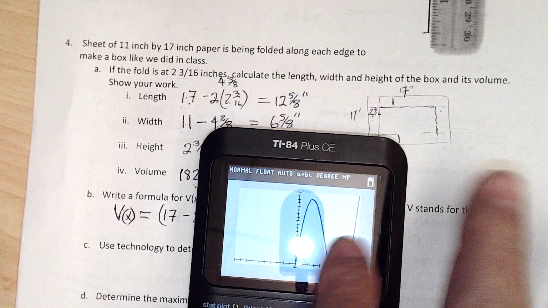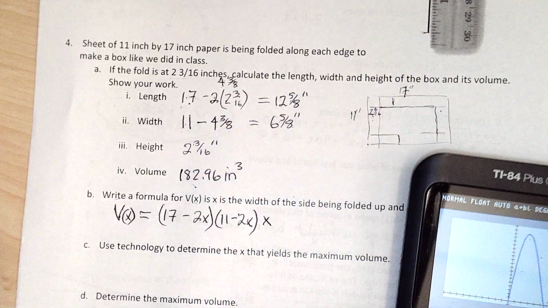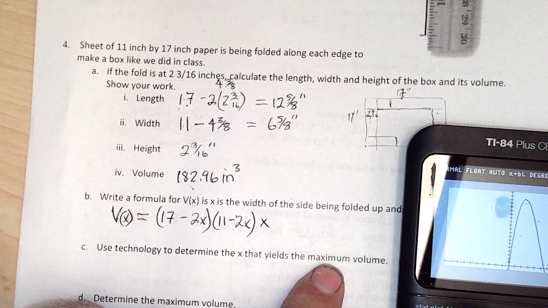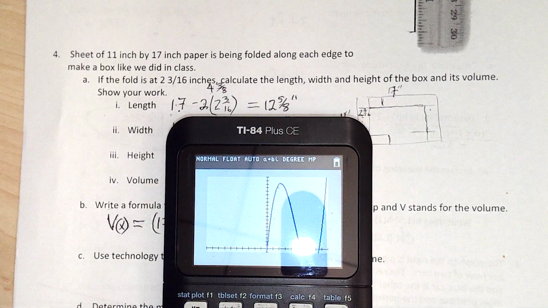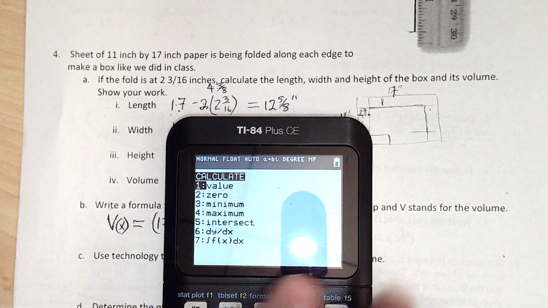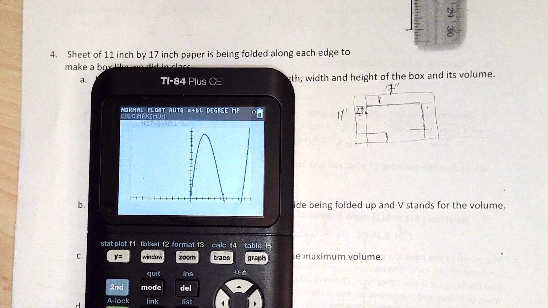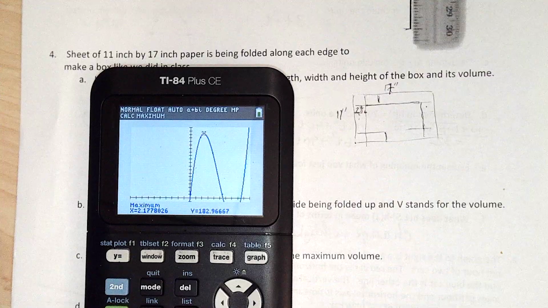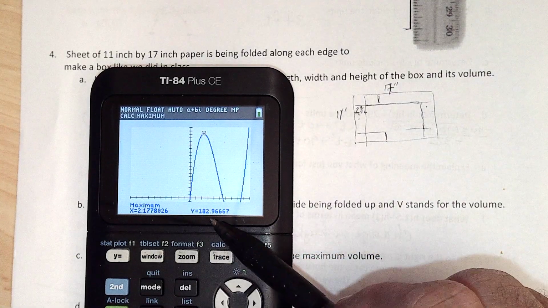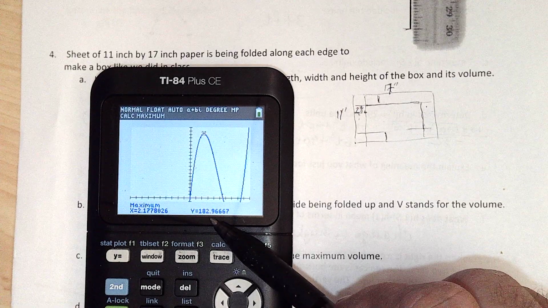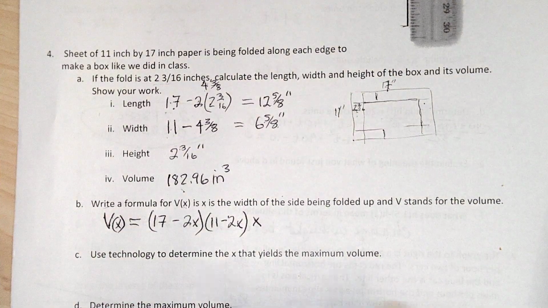So I'm going to figure out the max here. It says determine the max volume. So I'm going to go second, calculate the maximum. That's somewhere between 0 and 5. And I'm going to guess it's at 2, and it says, no, 2.177. But the volume is 182.966.